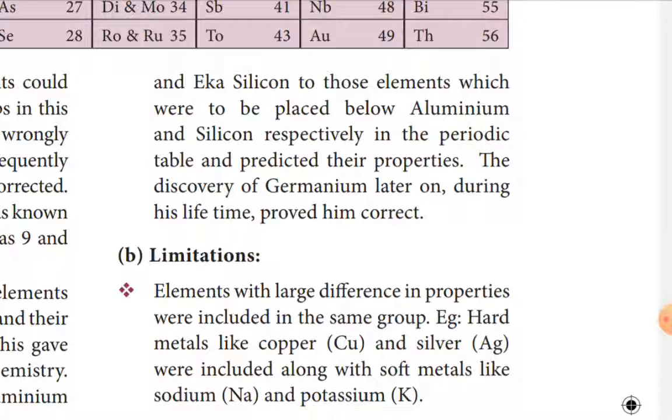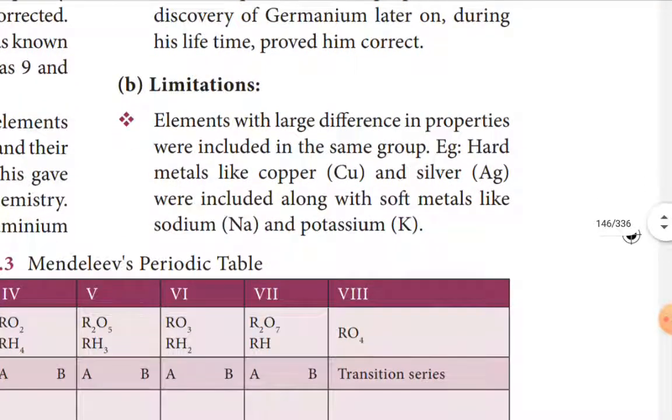Then what are the limitations? Limitation means drawbacks. What are the drawbacks of the Mendeleev periodic table? Here, elements with a large difference in properties were included in the same group. For example, hard metals like copper and silver were included along with soft metals like sodium and potassium.